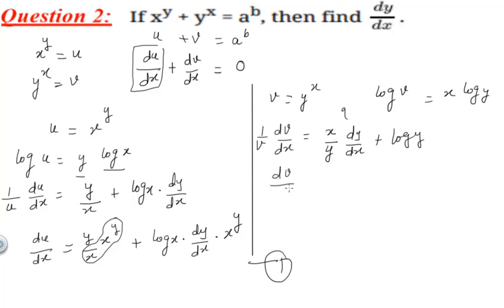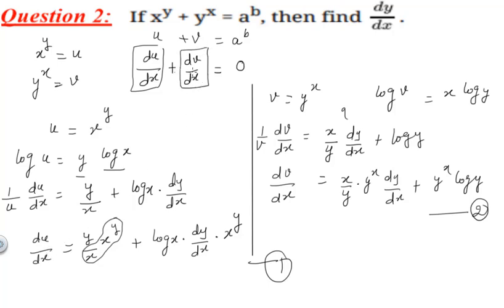Now multiply both the sides of the equation, or each term of the equation, with v. We get x upon y into y to the power x dy by dx plus y to the power x log y. So this will be our second equation. We've got dv by dx and du by dx. We just have to put here and equal to 0.